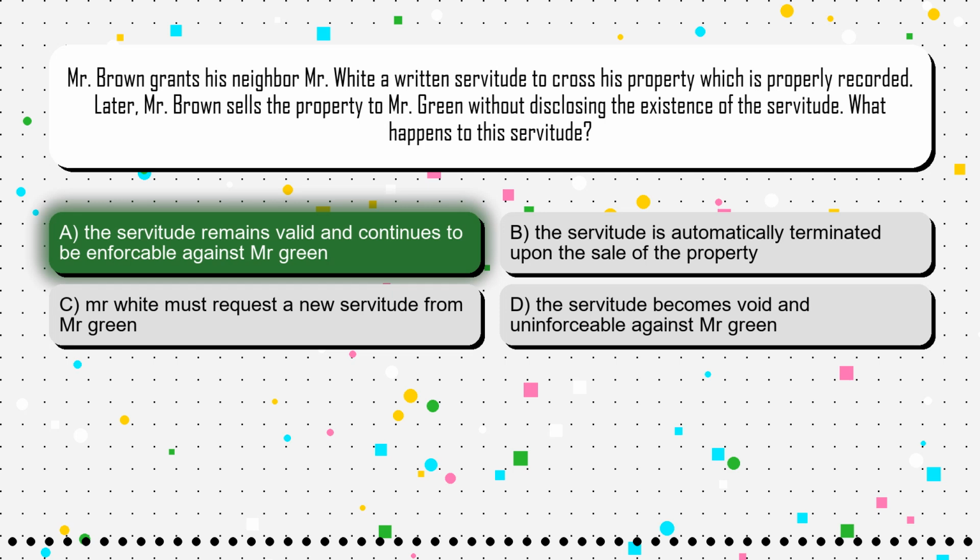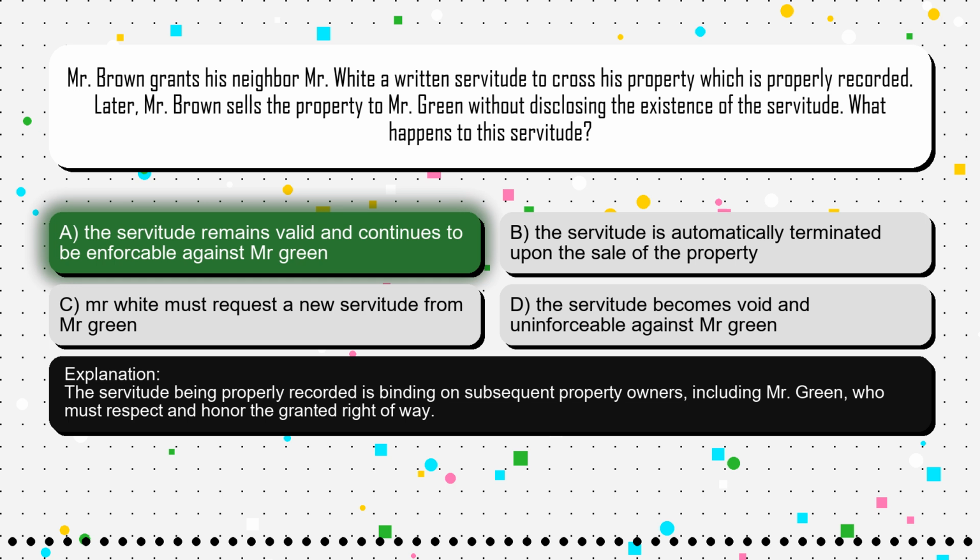The correct answer is option A, the servitude remains valid and continues to be enforceable against Mr. Green. The servitude being properly recorded is binding on subsequent property owners, including Mr. Green, who must respect and honor the granted right-of-way.